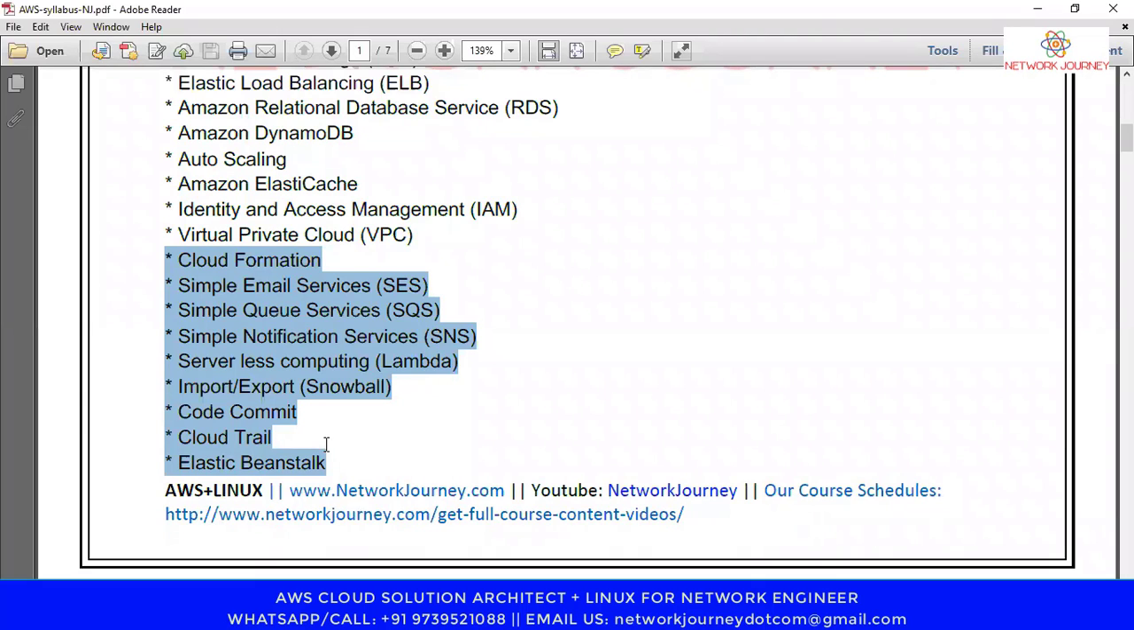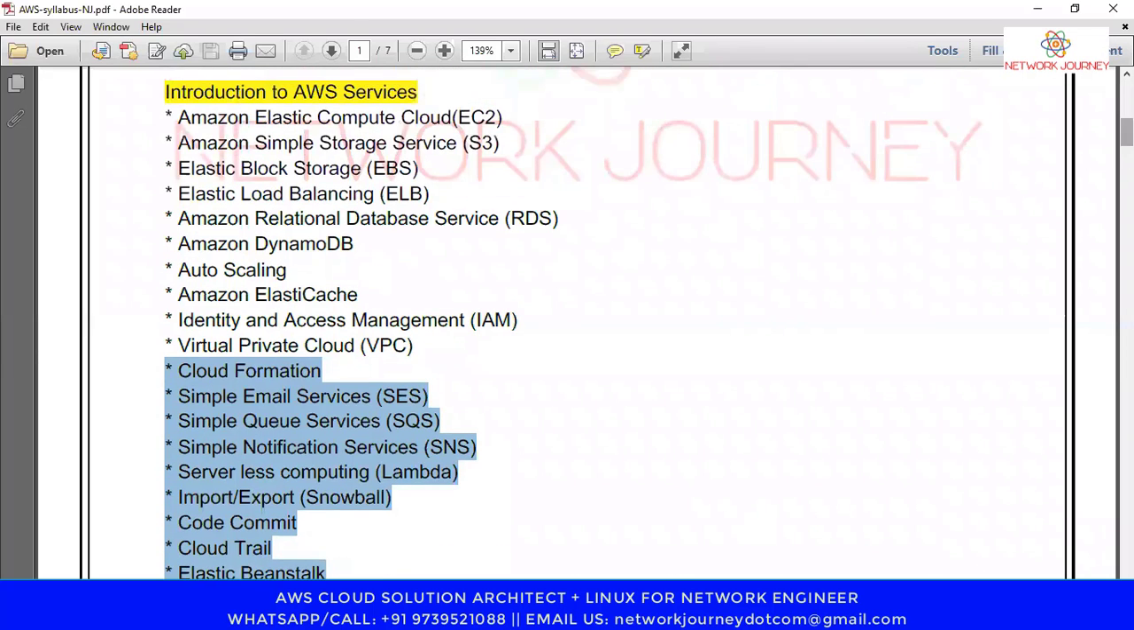Before I move on to explain the services, any doubts on the previous session? Any doubt on the previous session? No, I think we're good. Okay, then thank you, friends.